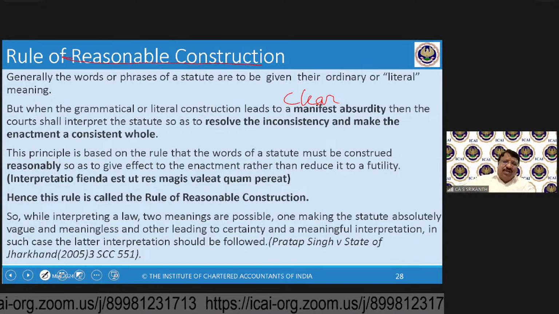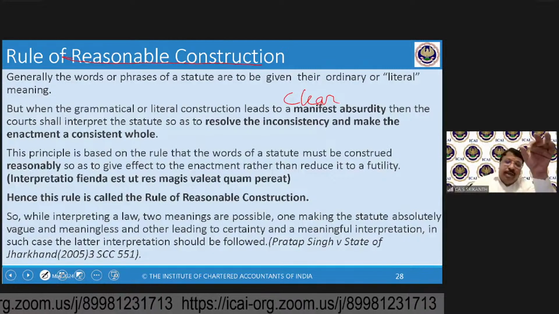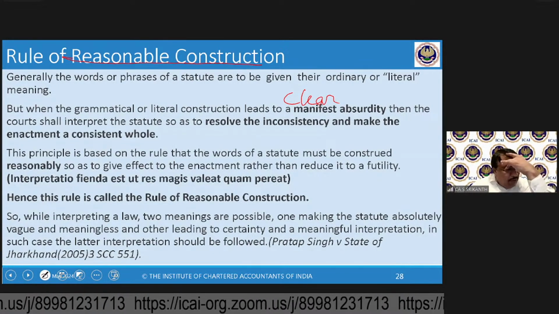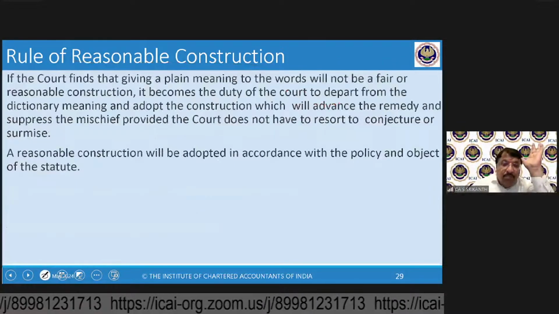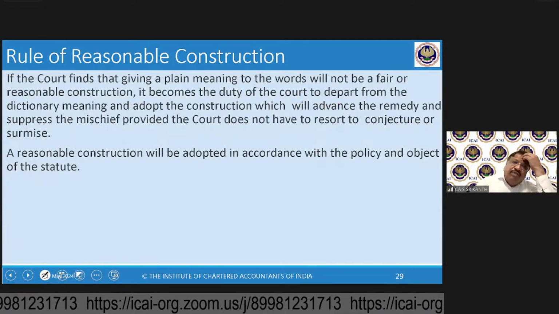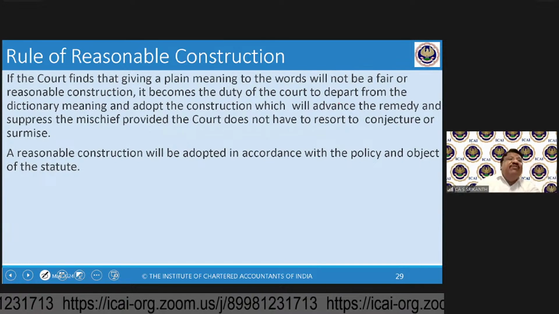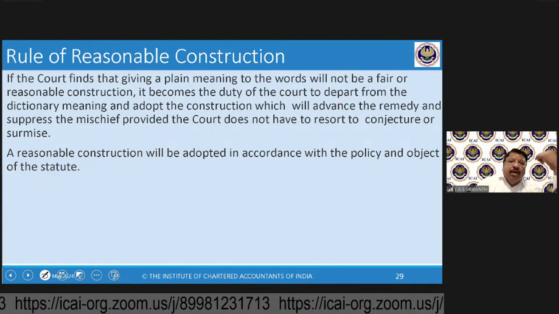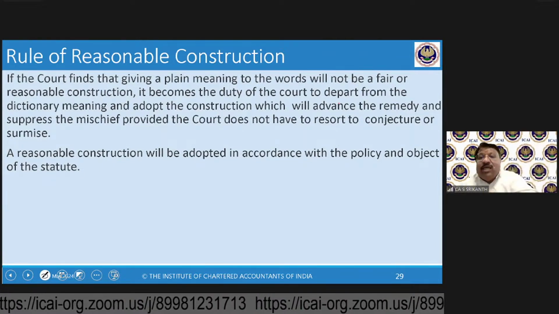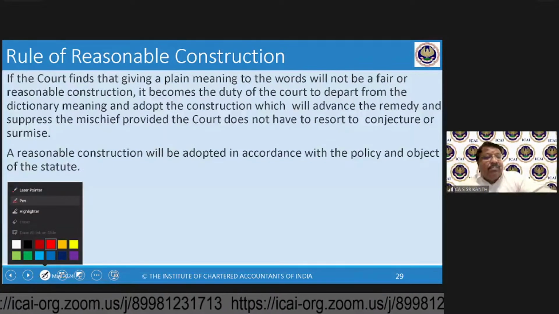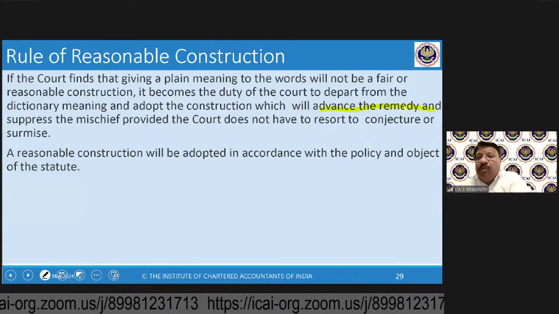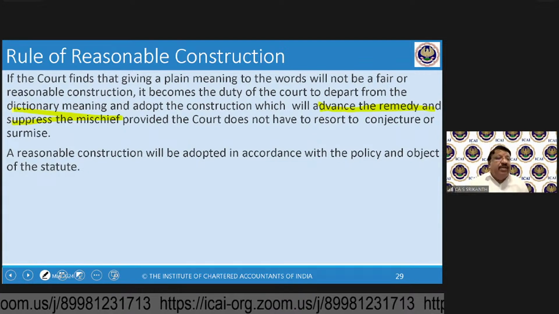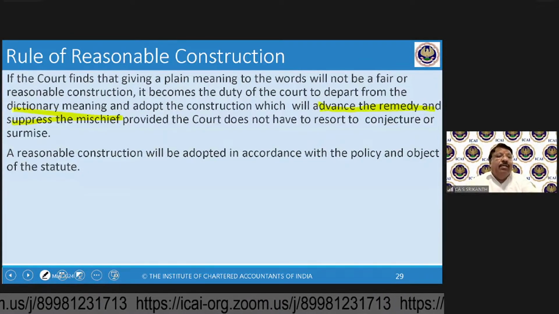This has been consistently followed, but some comical sections are there in the Companies Act where, however much you try to apply the rule of reasonable construction, you will go mad. If the court finds that giving a plain meaning to the words will not be fair or reasonable, it becomes the duty of the court to depart from the dictionary meaning and adopt the construction which will advance the remedy and suppress the mischief. Advance the remedy means give relief and prevent the suffering or prevent the mistake.